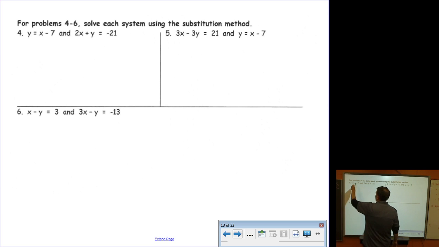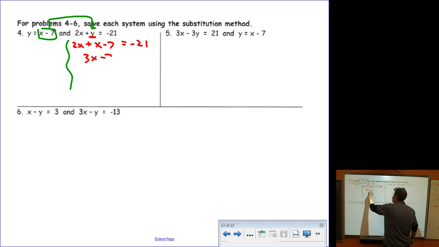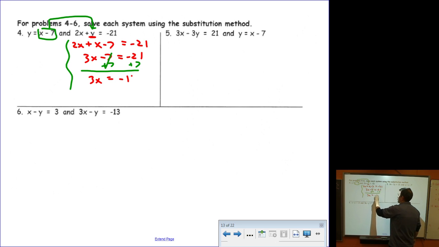Number 4 is a nice problem because the y is already by itself. I can take what y equals and substitute it into the other equation. So instead of 2x plus y, it's going to be 2x plus x minus 7 equals negative 21. Adding my like terms together, I get 3x minus 7 equals negative 21. Adding 7 to both sides, I get 3x equals negative 14. And dividing by 3, I get x equals negative 14 thirds.